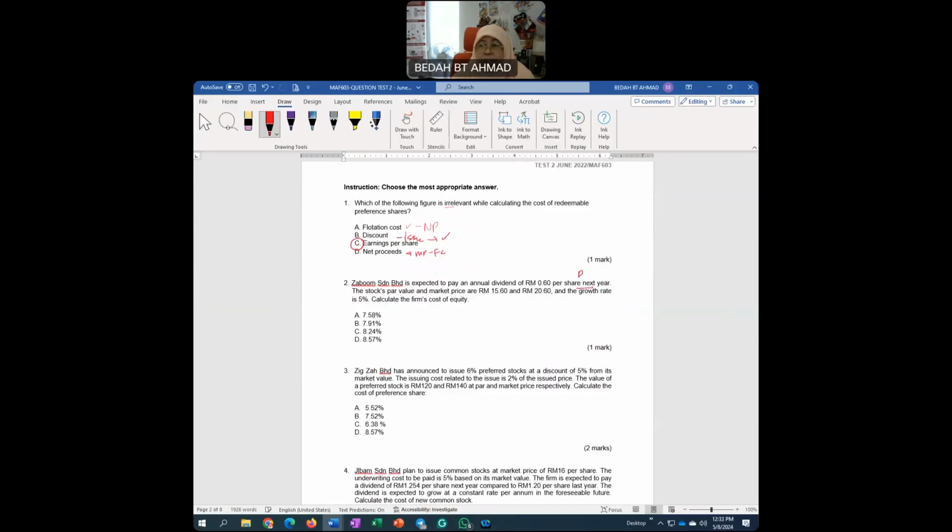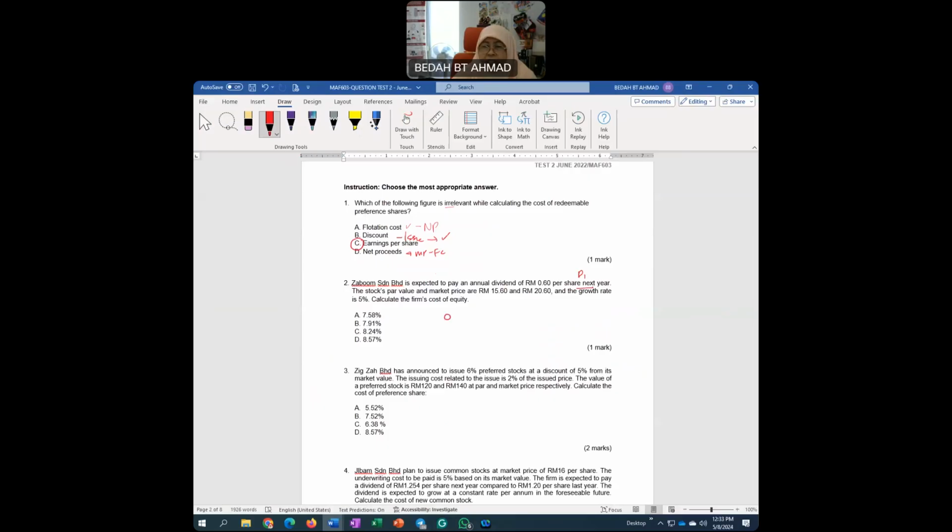So next year is already D1. The stock's par value and market price are 15.6 and 20.6, and the growth rate is 5%. Calculate the firm's cost of equity. So this is internal, because it does not say otherwise. It can be external too, but since there is no flotation cost, we can assume that this is for the internal.